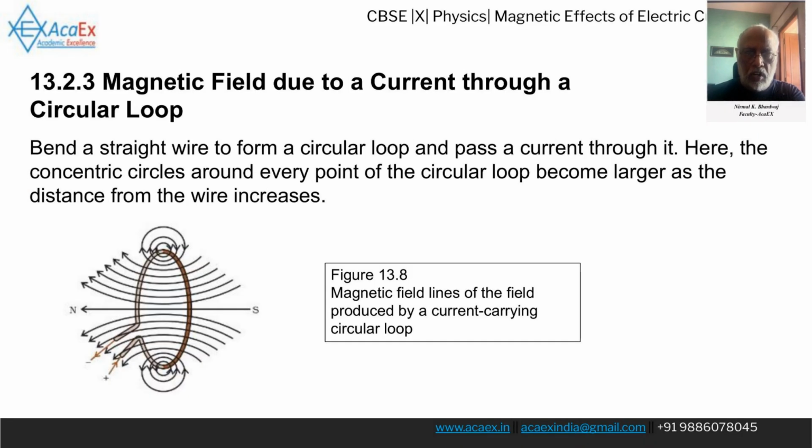Magnetic field due to a current through a circular loop. Bend a straight wire to form a circular loop and pass a current through it.